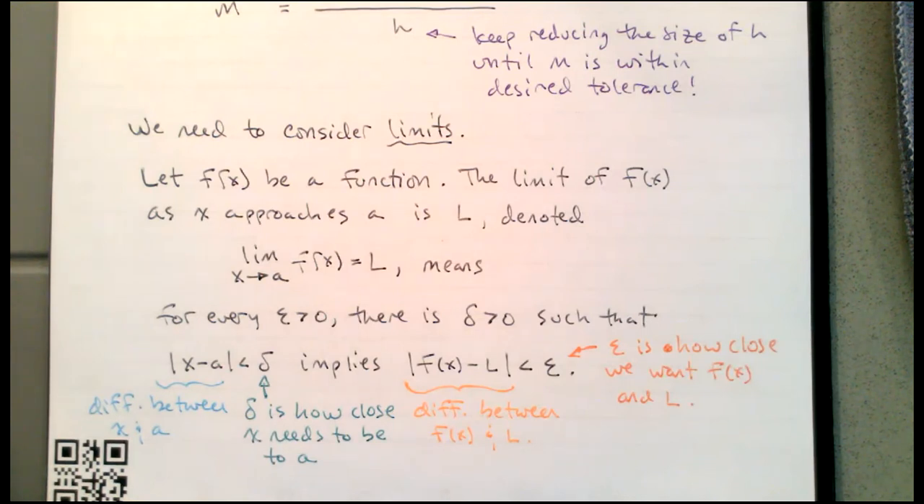Limit as x approaches A of f of x equals L means for every epsilon greater than 0, there is delta greater than 0, such that the absolute value of x minus A less than delta implies the absolute value of f of x minus L is less than epsilon. That seems like a lot to remember, but only because it's a lot to remember, and you have to remember all of it all the time in perfect detail. And then you have to understand what we mean when we say it.